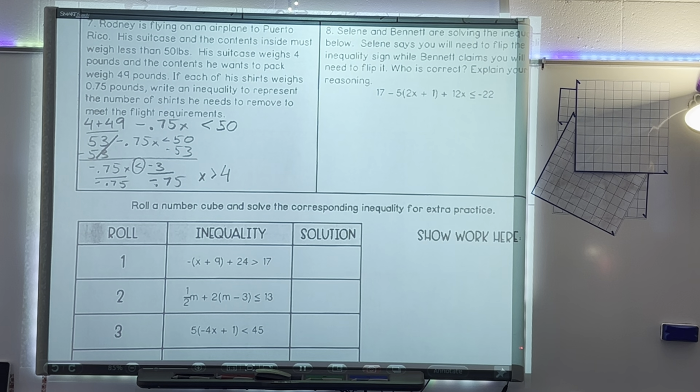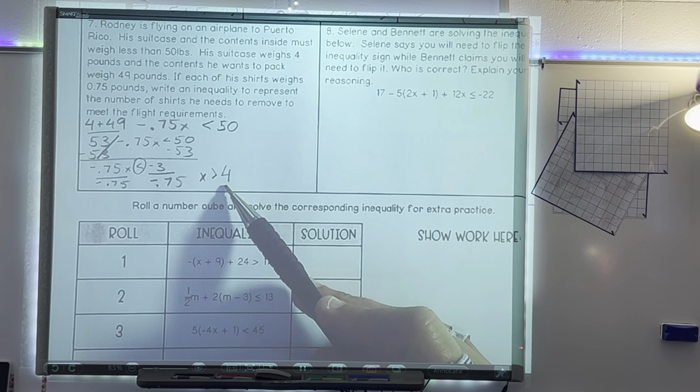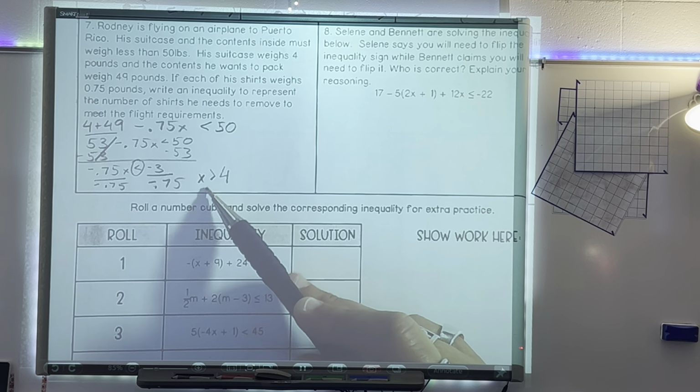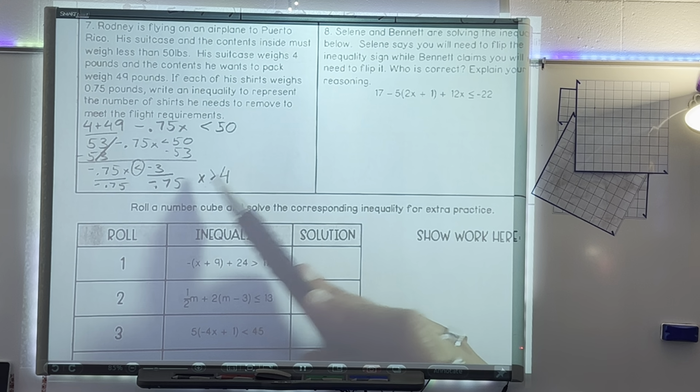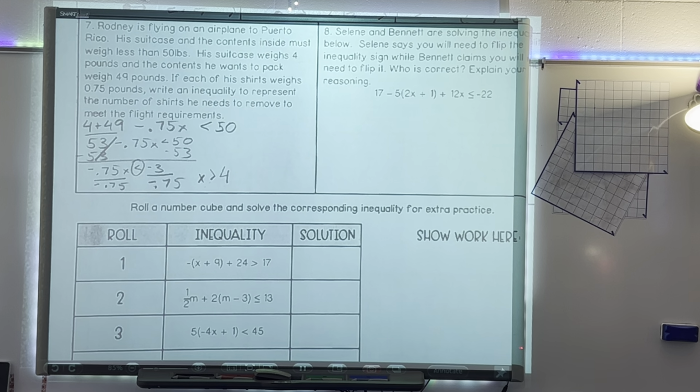All right. So how many shirts do I have to take out? How many do I gotta get rid of? 4. At least 4. What does this say? Shirts must be greater than 4. So if I take out 4, am I gonna have pulled out enough weight? No. Does that make sense? Because if we read this really carefully, it doesn't say it can't be more than 50 pounds. Because if it said that, then we could write equal to 50, which is what the 4 would give us.